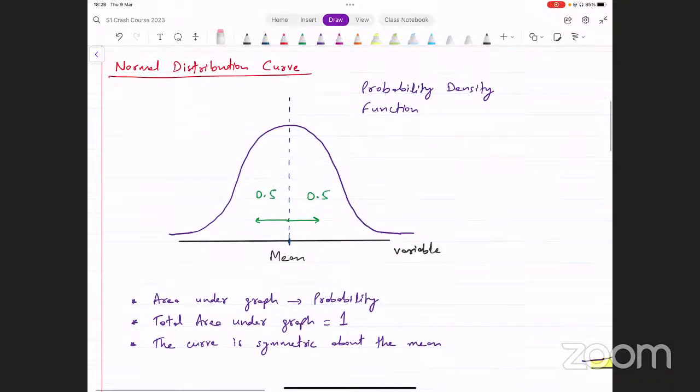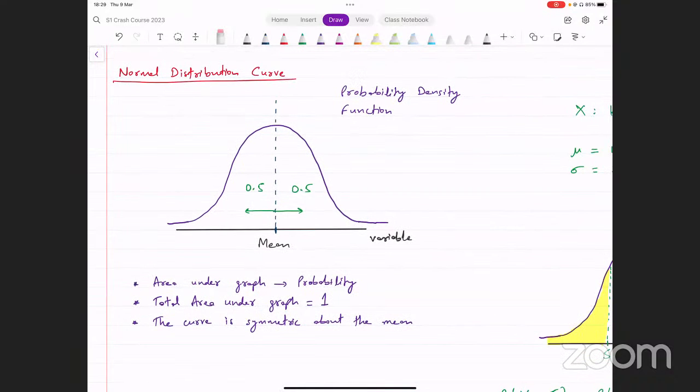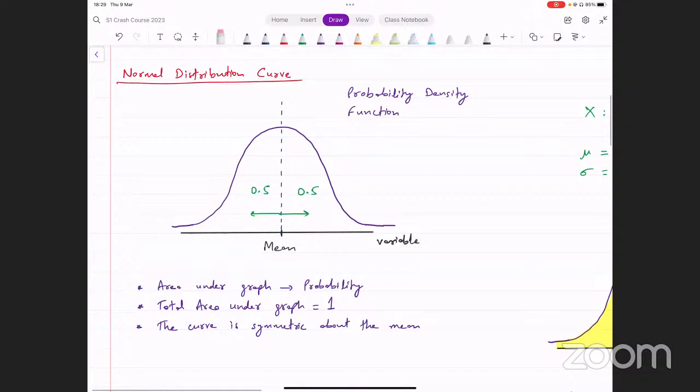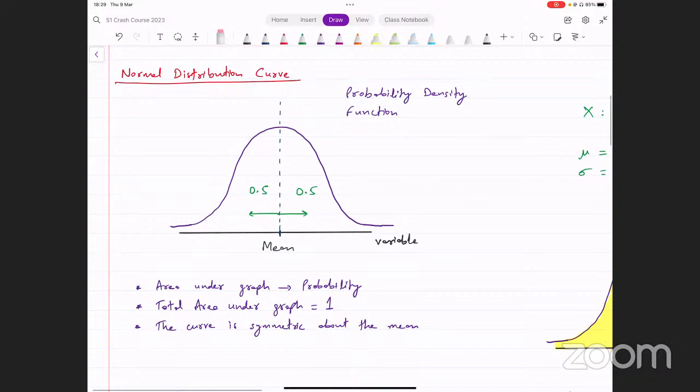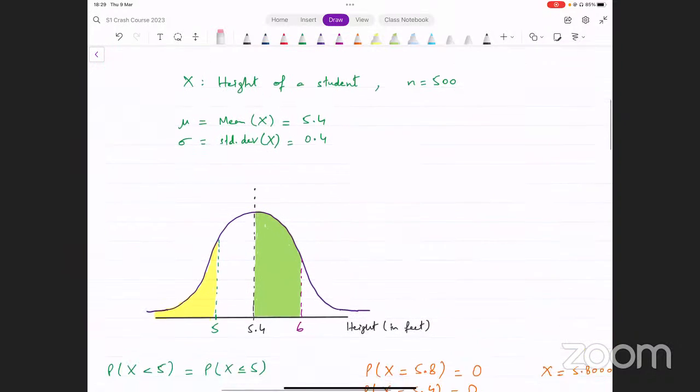Then we talked about this normal distribution curve, that the area under the curve represents probability. It's a symmetric curve with the mean at the center, which divides the area into two equal halves. Since the total probability is 1, the total area under the graph is 1. So towards the right of the mean you'll have 0.5, and towards the left of the mean as well, you would have 0.5.